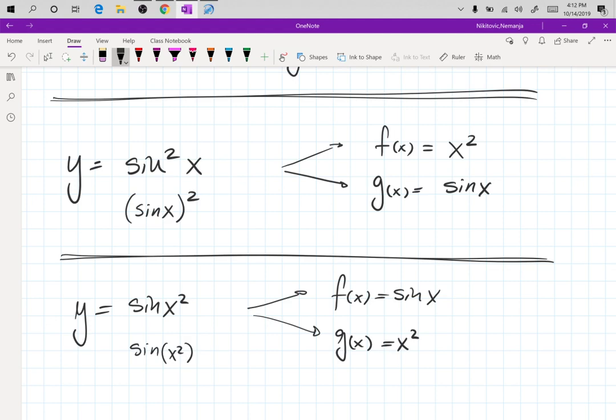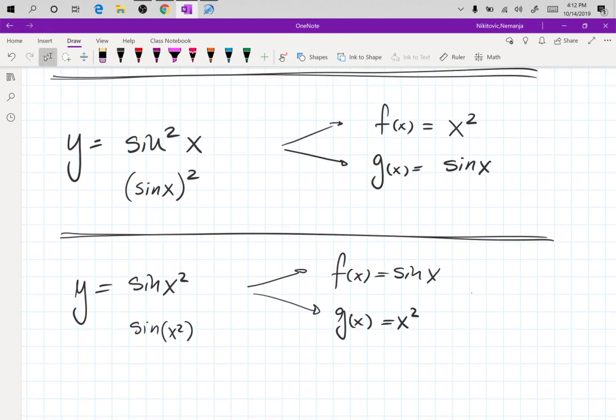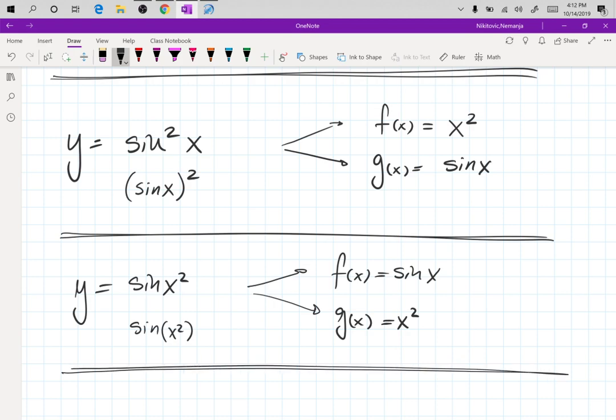These two are not the same. The square is on sine in one, and in the other the square is on x. So these are two different functions. We need to make sure that's clear. I'll write it in blood.